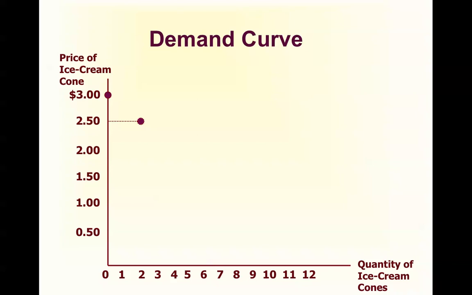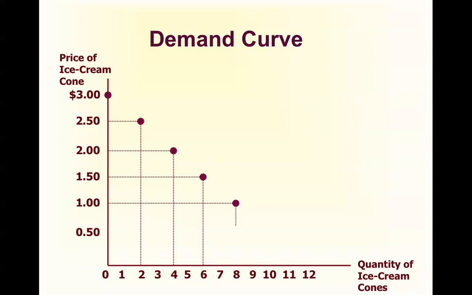So to get 2, price will be $2.50. To get 4, price will be $2. To get 6, price will be $1.50. To get 8, price will be $1. To get 10, price will be 50 cents. And finally, 12 would be at a price of 0.